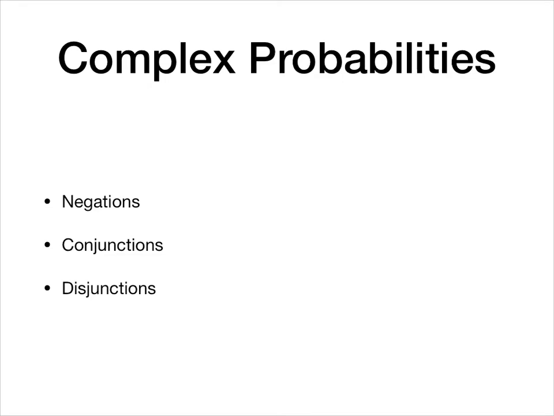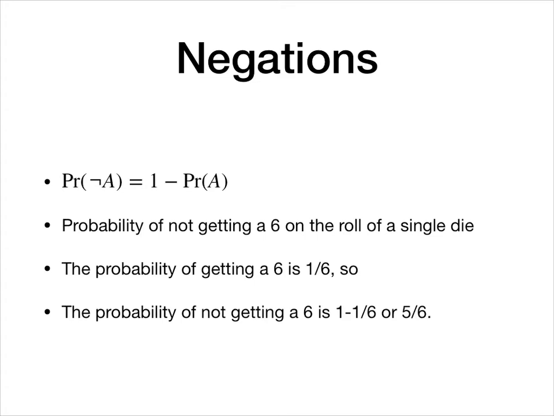Complex probabilities. There are 3 kinds: negations, not sentences, conjunctions, and sentences, and disjunctions, or sentences. First are negations. The probability of not A is equal to 1 minus the probability of A. That's our first formula. Now, these formulas are in a handout on Canvas. You may want to print a copy of that off. For example, the probability of not getting a 6 on the roll of a single die. A die has 6 sides, remember, so the probability of getting a 6 is 1/6. So the probability of not getting a 6 is 1 minus that, which is equal to 5/6.